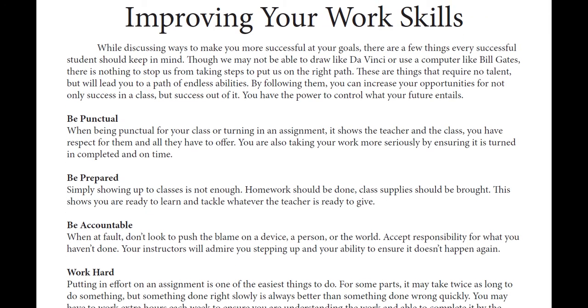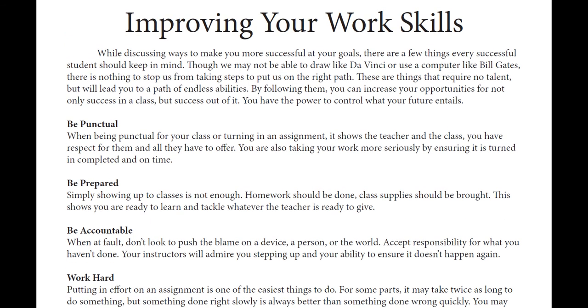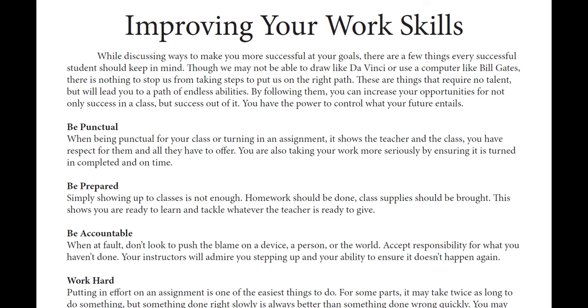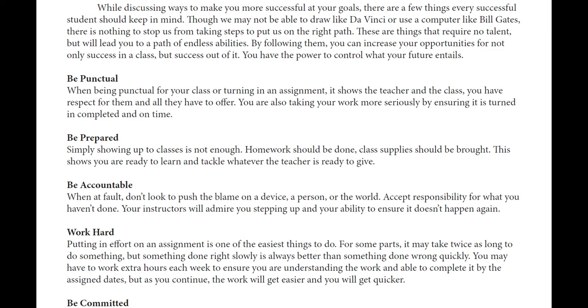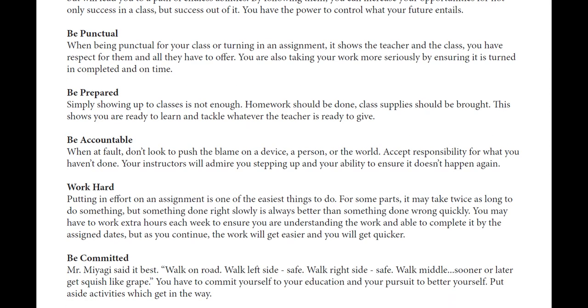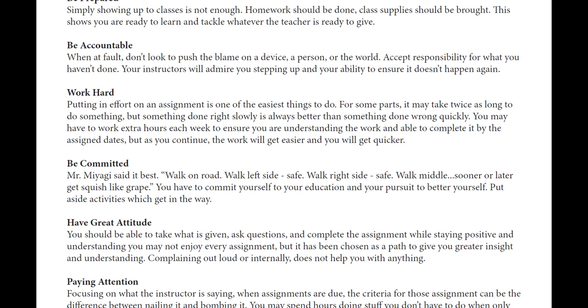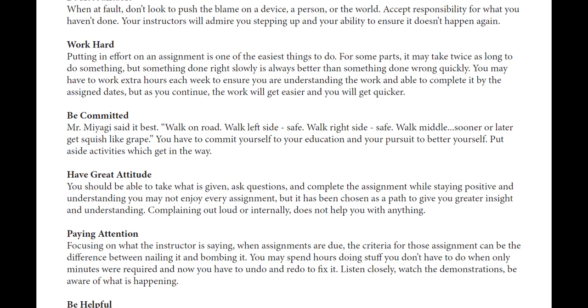Improving your work skills. So these are things that will improve your work skills. These are things that right now today you could obviously start doing. They take no special skills. It's just part of being professional. Being punctual, being prepared, being accountable, working hard, being committed, having a great attitude.